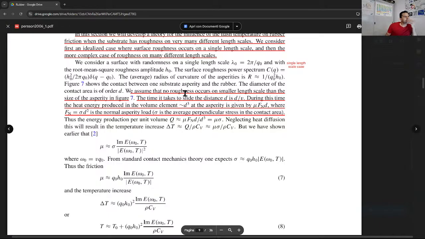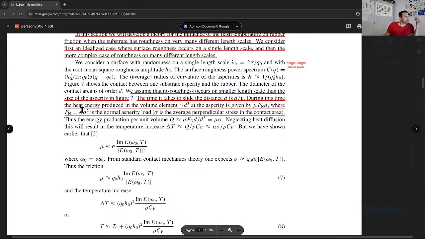So, smaller length scale. The time it takes to slide a distance d is d divided by v. During this time, the heat energy produced in the volume element, the cube, at the asperity, is given by mu Fn d, which is the friction energy, guys.